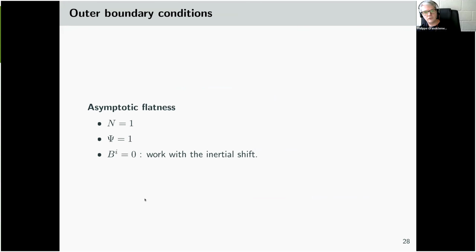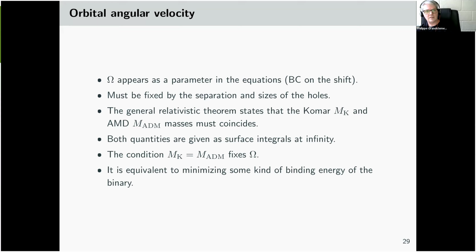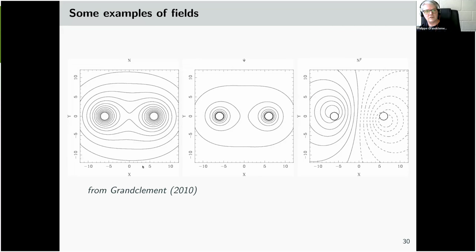At infinity, you enforce asymptotic flatness, very easy. And so you solve your elliptic equations between the spheres and infinity. I will skip that. This is the kind of results you get for equal mass black holes: the lapse, the conformal factor, one component of the shift. You see the two spheres here and there. So I solve the equations only outside of those two spheres.